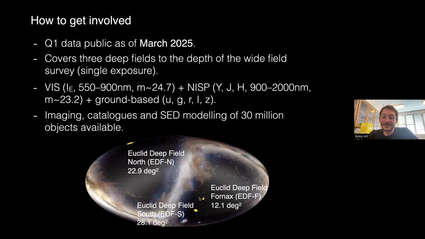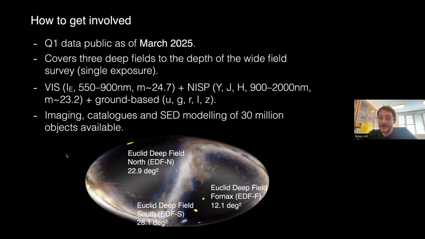But anyway, there are these three deep fields, and the way the Q1 data works is each one of these deep fields was basically imaged once. That's the same depth that's going to be carried out for the wide field survey, so you're basically getting the deep fields at the depth of the wide field survey. In later data releases, these deep fields will get deeper. You will have access to VIS imaging, that's the visible wavelength imaging, and then the three near infrared imaging bands, plus some spectroscopy.